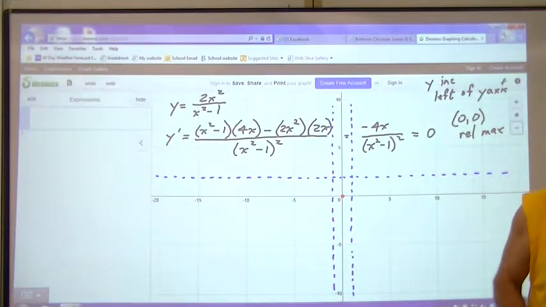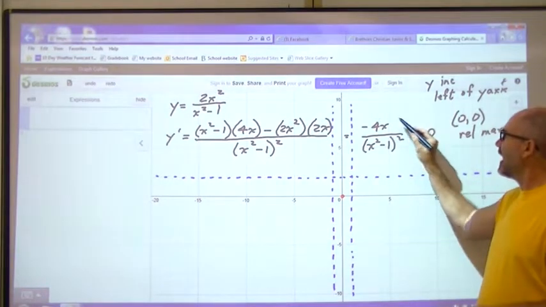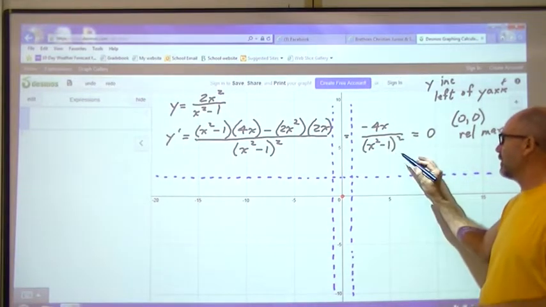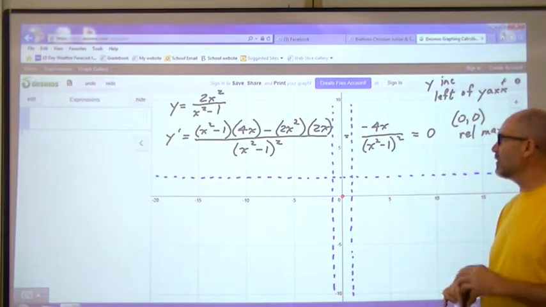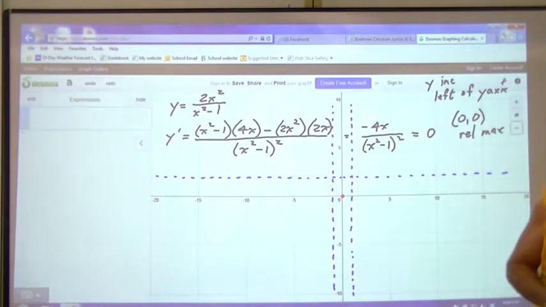Okay, now the last thing we need is concavity. So concavity means we need the second derivative. So we're going to take the second derivative of the function, and let's just make sure, yeah, okay.